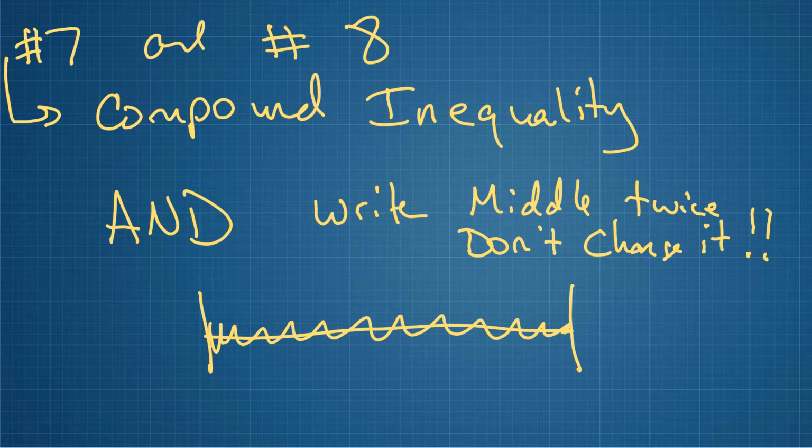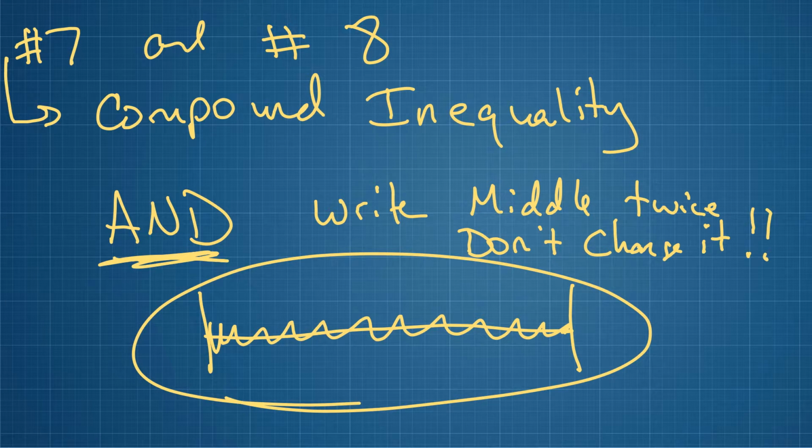All right, remember, number 7 and 8, it's a compound inequality because there's 2 inequality symbols. It's an and because it doesn't have the word or. So if you look at 9 and 10, it has the word or. You're going to write the middle twice. You don't change it, and that's what your graph should look like, sort of like that at the end, either with closed dots or open dots.